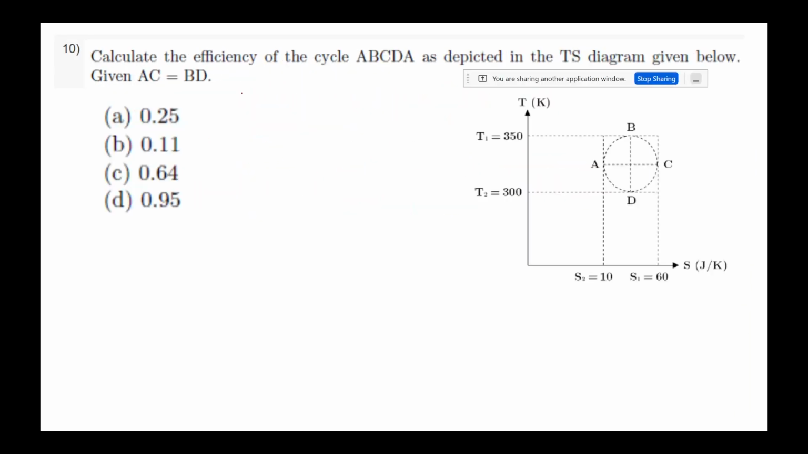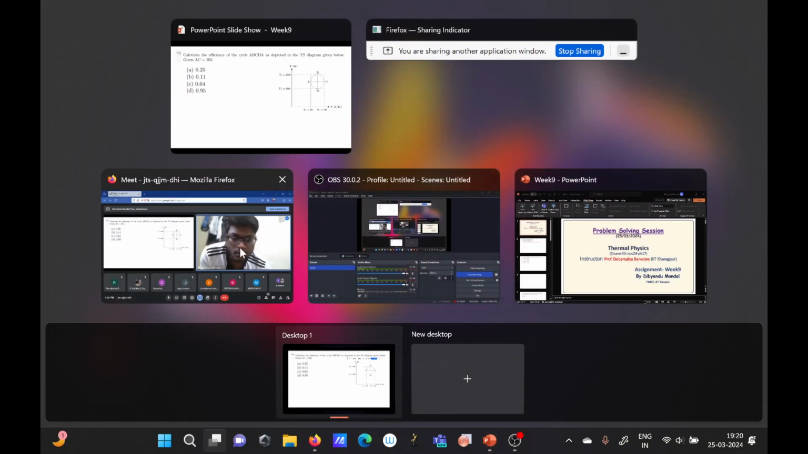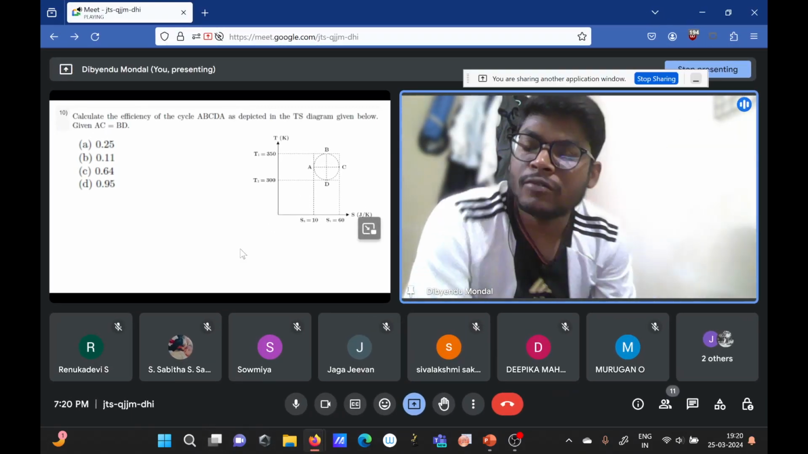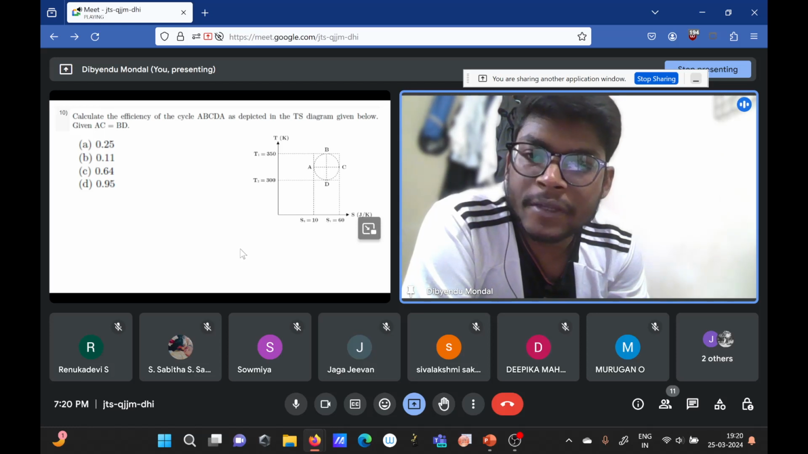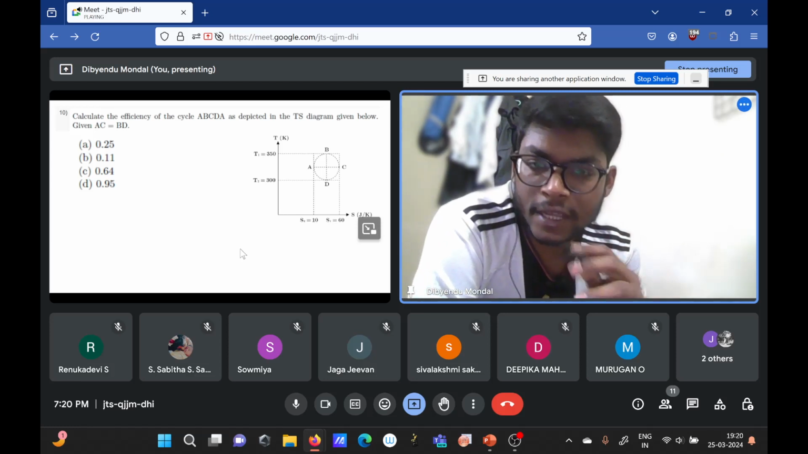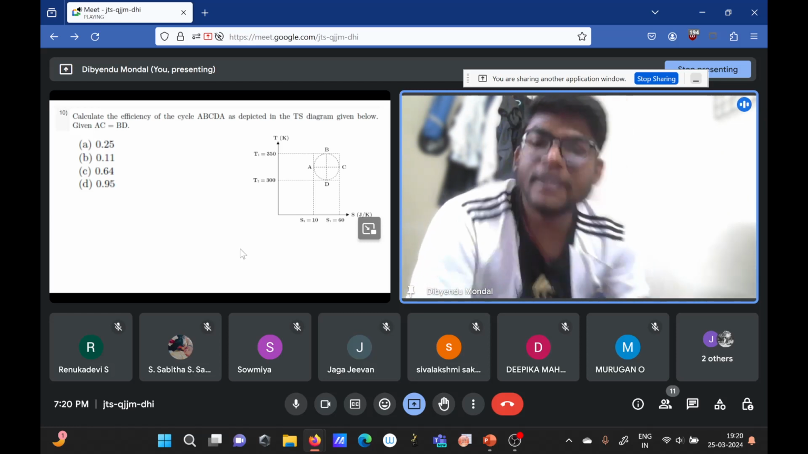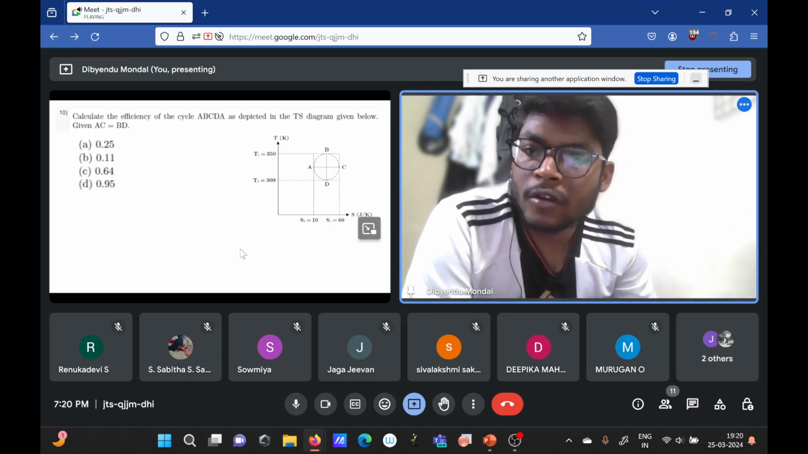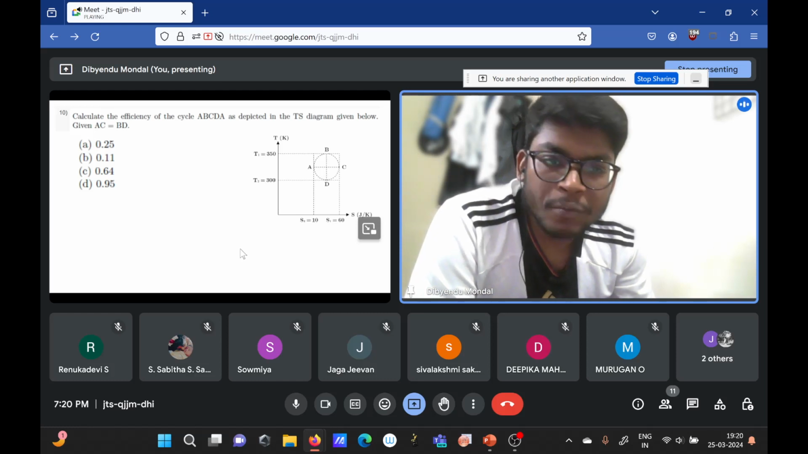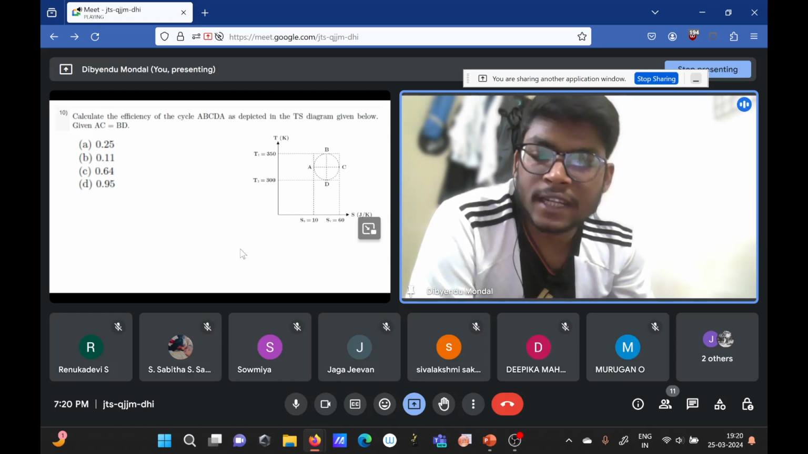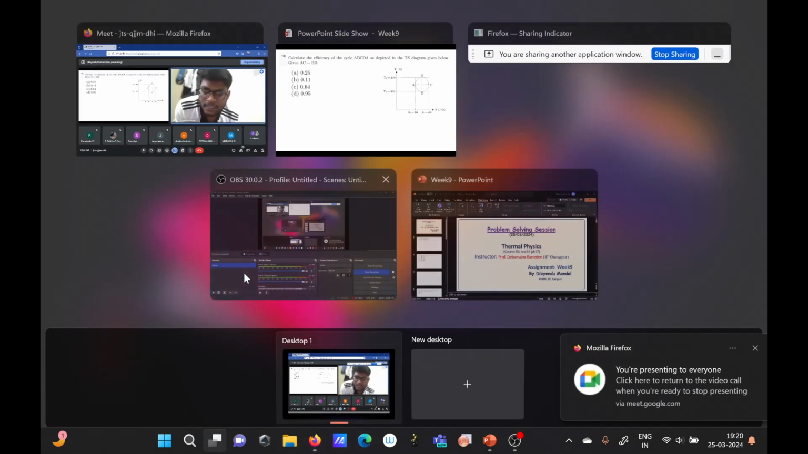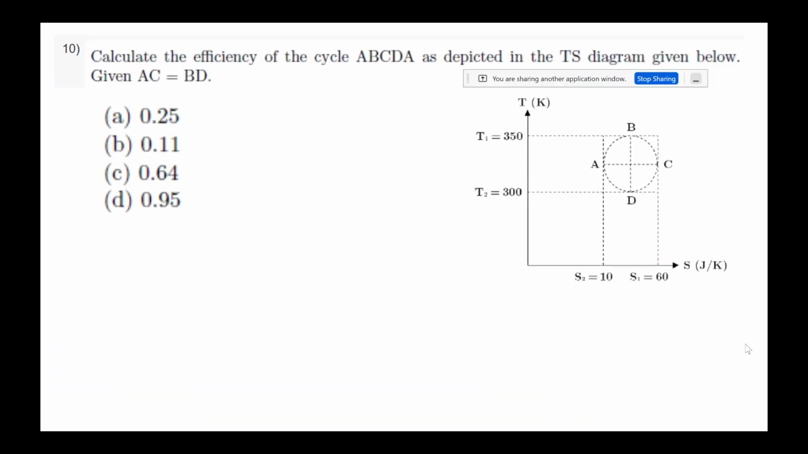Let me go to the next problem, which is eventually the last problem of this session. The question says, calculate the efficiency of the cycle ABCDA, the total cycle, as depicted in the TS diagram given below, given AC is equal to BD. So this ABCDA is a circle. Okay, so please try to follow this concept, because this kind of problem will be there.